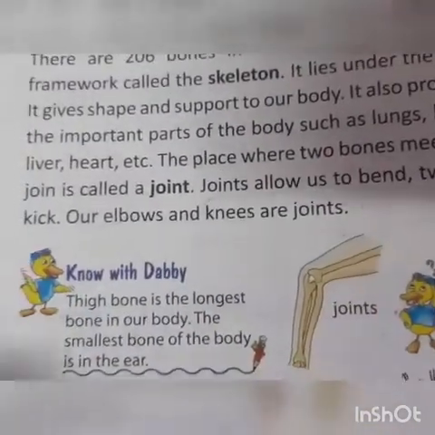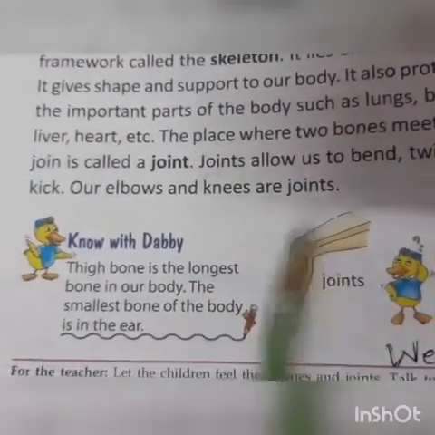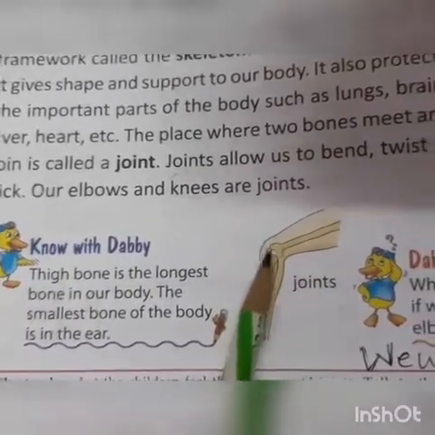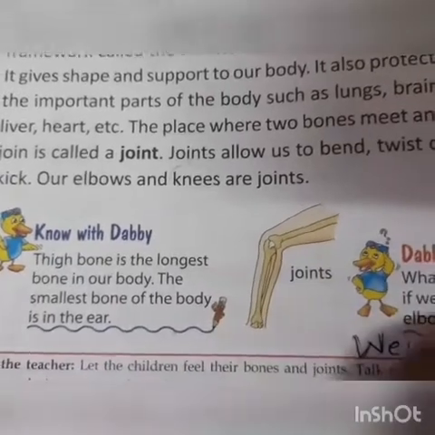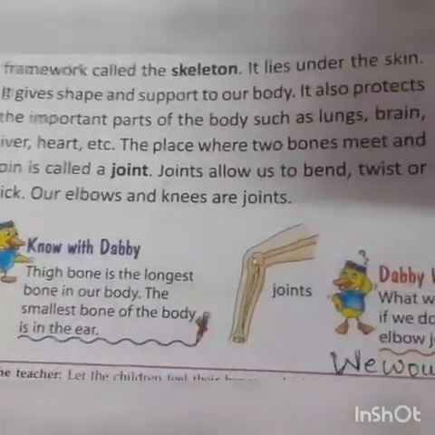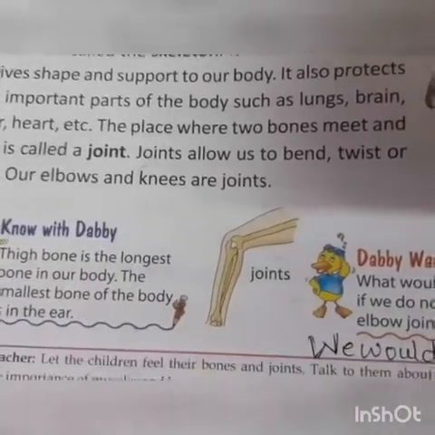जैसे एल्बो जॉइंट है और नी जॉइंट है, ये जो जॉइंट है, this is the knee joint. ये पैर के घुटने पे जो जॉइंट आता है, that is called the knee joint. और वैसे ही हाथों में जो जॉइंट आता है जिसको हम एल्बो बोलते हैं, वहाँ पर जो जॉइंट होता है, that is your elbow joint.